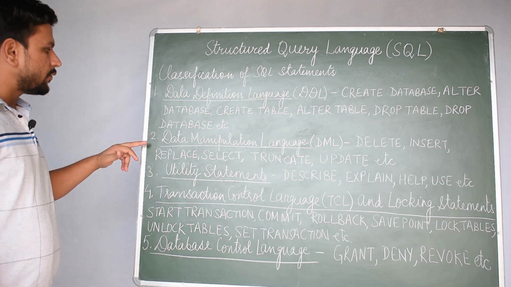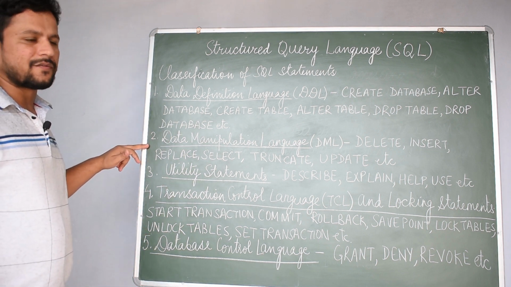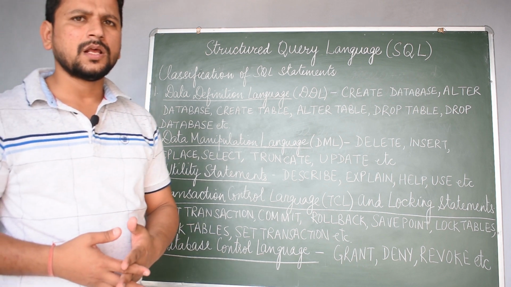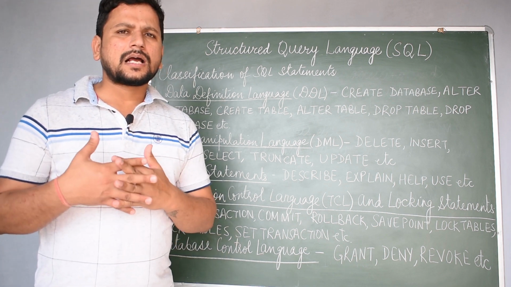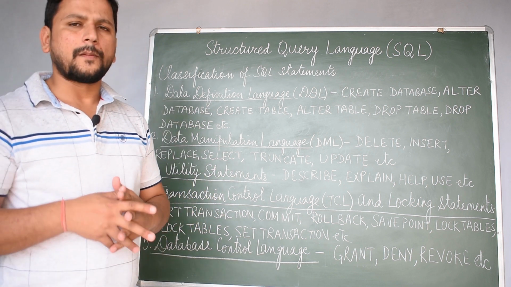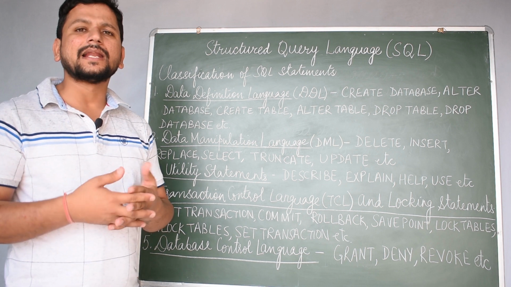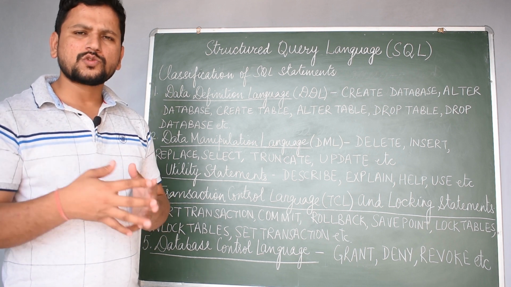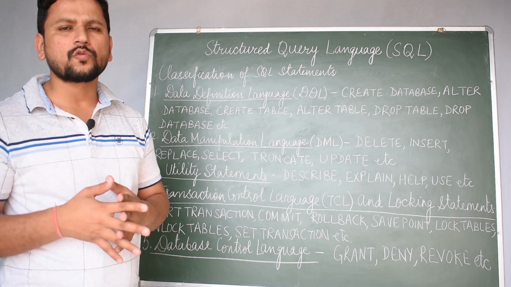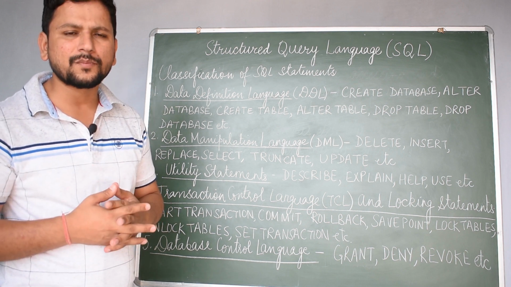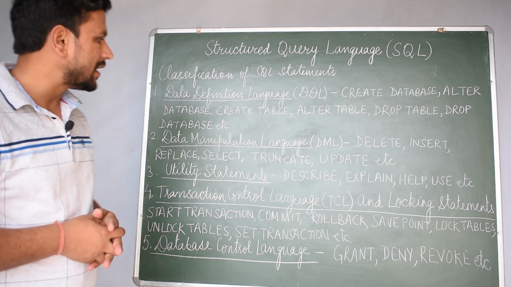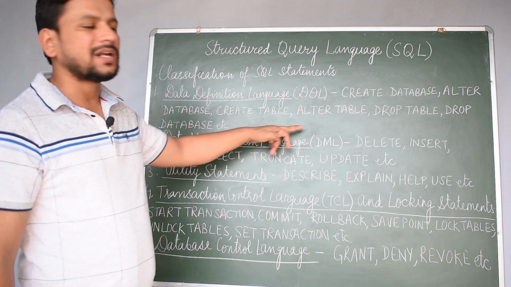The second one we have is data manipulation language, that is known as DML. So what is the purpose of DML? DML statements or DML commands are basically used for manipulating the values in a table. Suppose we have created a table in a database and we have to change the values, or manipulate the values of a table, or update the values of a table. In that case we will use data manipulation language.